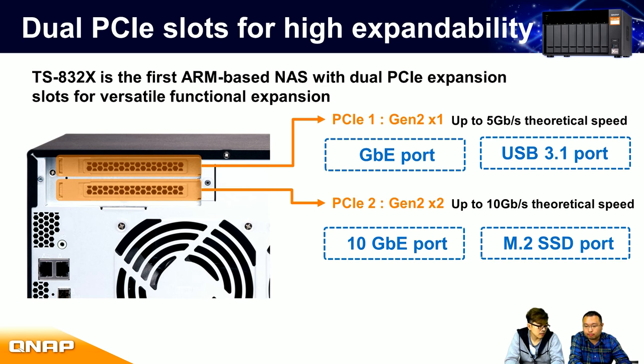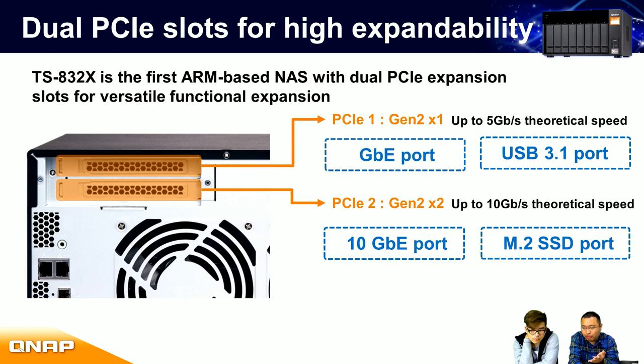But in the previous versions of our NAS, most of the models only have one PCIe slot. If you choose one, you have to give up another. But now we have two slots for you, so the combination will be more flexible. The TS-832X is probably the first ARM-based NAS in the industry that gives you dual PCIe slot capability, so you can expand it very easily.